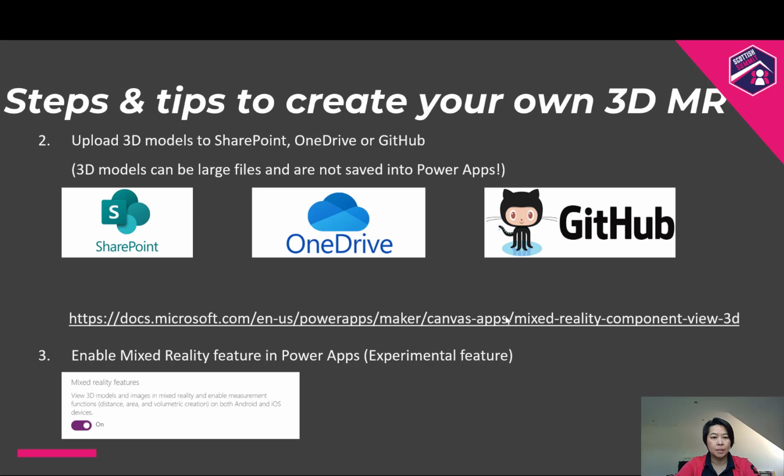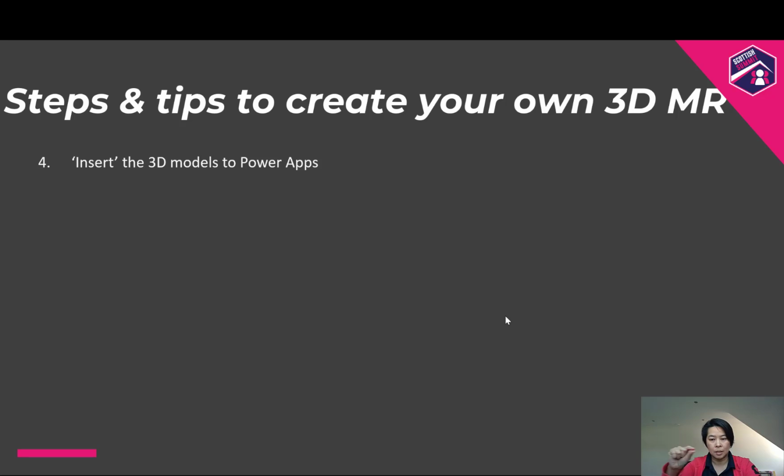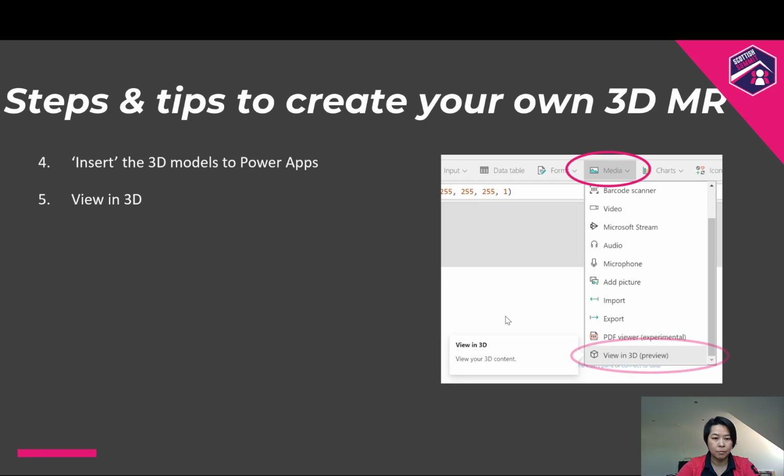Now, the next step is to insert the 3D model into the Power App. As I said, you have the source, and in the source you have to put the full internet address of the GLB file into the source link. And then for the view in 3D component, you go to the media and then select the view in 3D preview. For mixed reality, you find a mixed reality button, and there's a view in mixed reality component.